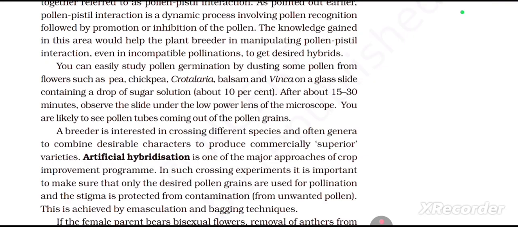A breeder is interested in crossing different species and often genera to combine desirable characters to produce commercially superior varieties. Artificial hybridization is one of the major approaches of crop improvement programs. In such crossing experiments, it is important to make sure that only the desired pollen grains are used for pollination and the stigma is protected from contamination from unwanted pollen. This is achieved by emasculation and bagging techniques.